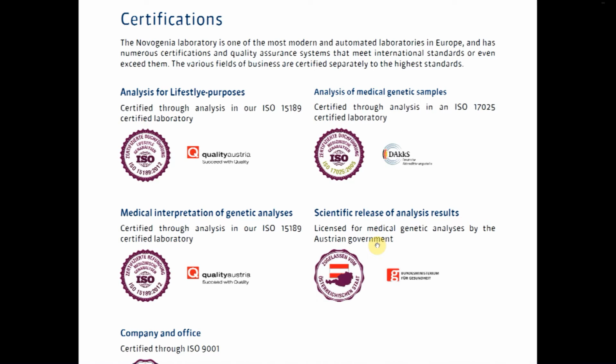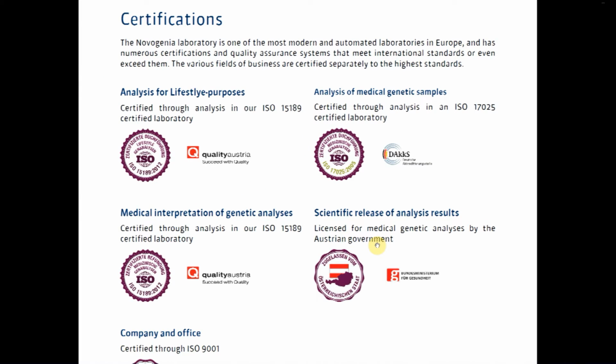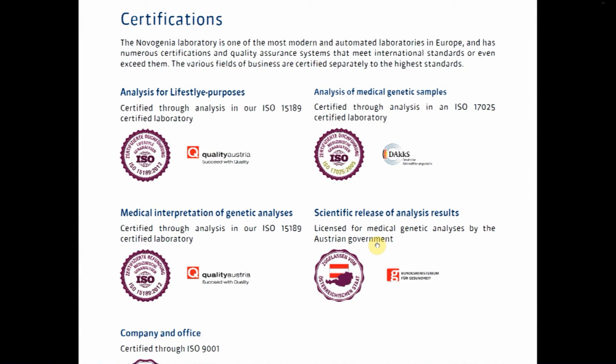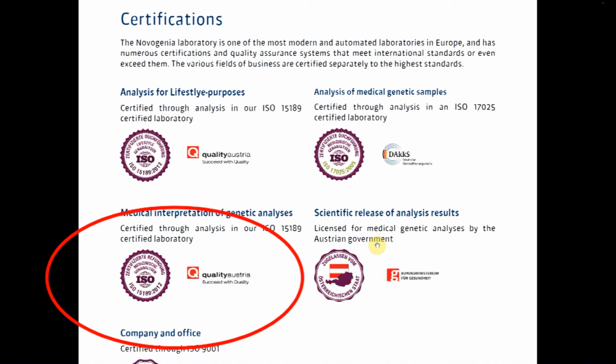Then the optional certification, the ISO 15189 certification, is the highest level of quality certification you can have for a medical laboratory. So it looks at quality control, checking for errors, validation of all processes, and so on. And this certification applies to lifestyle analyses for weight management and healthy nutrition, as well as for medical interpretation and genetic analysis. And the company and office is ISO 9001 certified. This is all about document control, continual improvement, and so on.